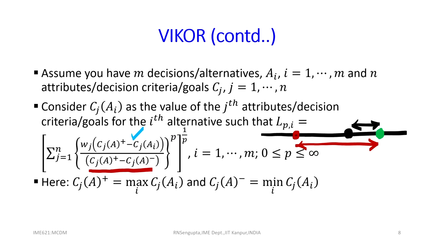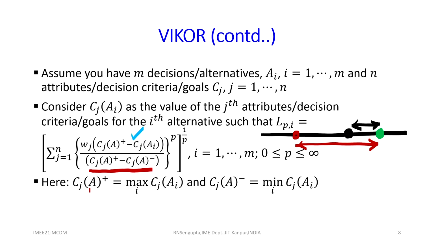What does it mean? It means I am trying to find the norm, whether L1, L2, L3 till the L infinity norm. If p is 2, it is simply the idea of using the Cartesian coordinate L2 norm. Here, make a note of this: Cj A plus is the maximum value and Cj A minus is the minimum value for each criterion. For each criterion I find the maximum and the minimum and then find the differences accordingly, and I have to do this for each and every alternative.